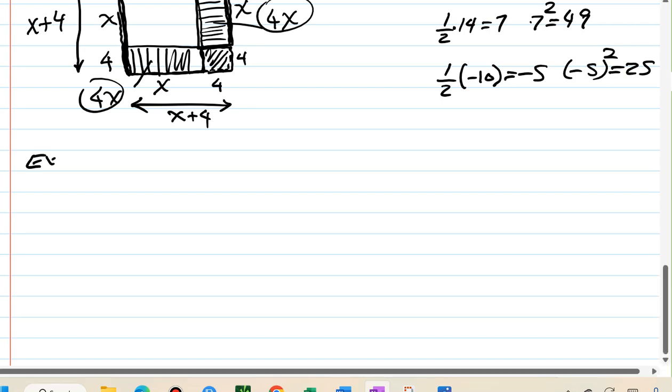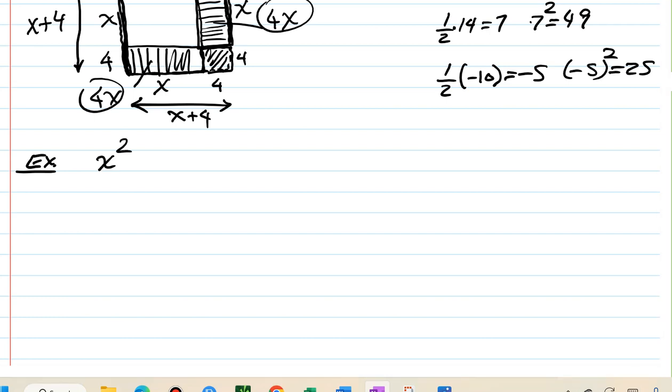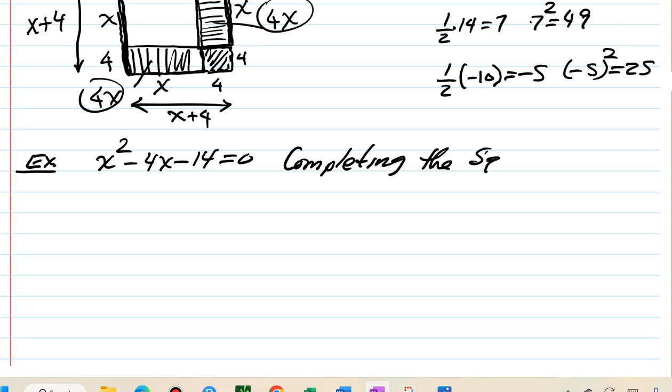But let's actually take a look at an example here where we want to solve an equation. Let's say this one is x squared minus 4x minus 14. We're going to solve this by completing the square method. So how are we going to do this? Well, for one thing, we need to move the constant to the other side. We don't want 14. We're going to create our own constant, right? We need to create a perfect square trinomial. And remember how this went.